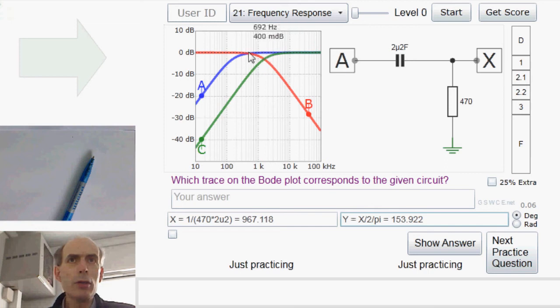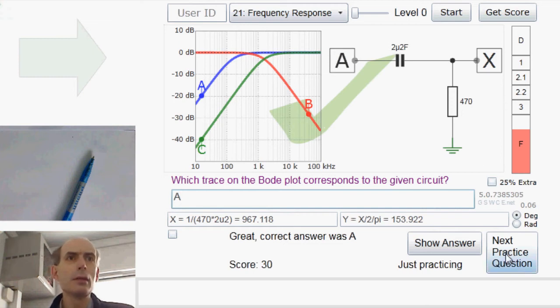And looking at these graphs, well, at 154 hertz, which is about there, A is about 3 dB down, which is what you would expect for a pole. C is about 20 dB down, which is way too much for a single pole. For a single pole, you'd expect it to have dropped by a factor of 2 in power, which is 3 dB. So here the answer must be A.